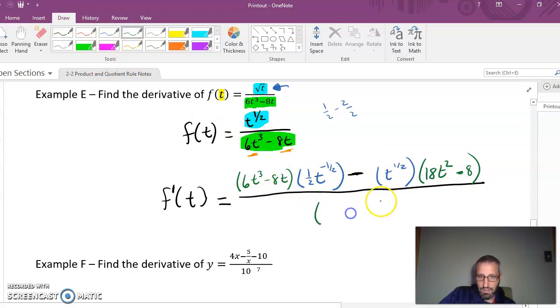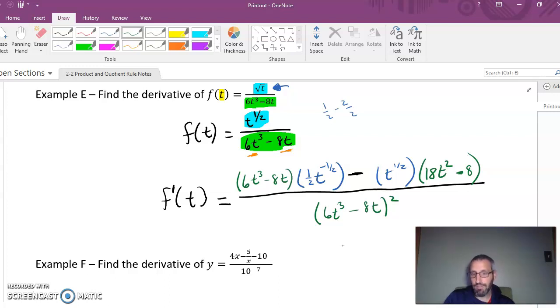The low, and this is another example of why putting the parentheses is good, because we want to put 6t to the third minus 8t in parentheses, right? When we multiply that out, do you see 4 multiplication problems if we were to do that? 6t to the third minus 8t times 6t to the third minus 8t. So, yeah, parentheses. Important stuff.